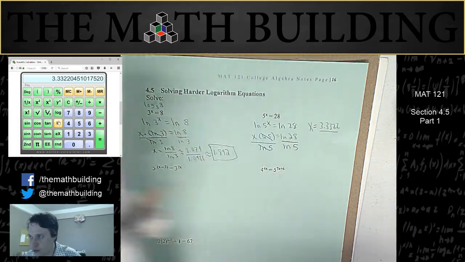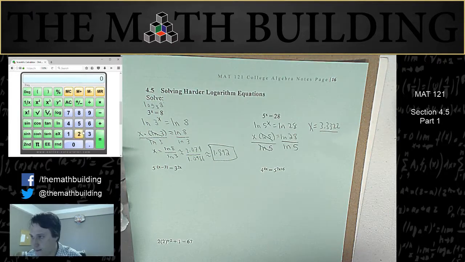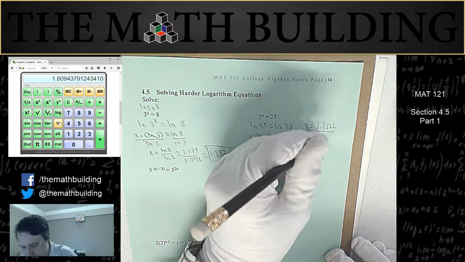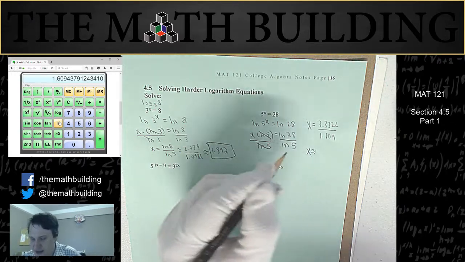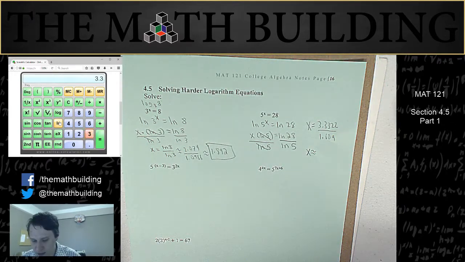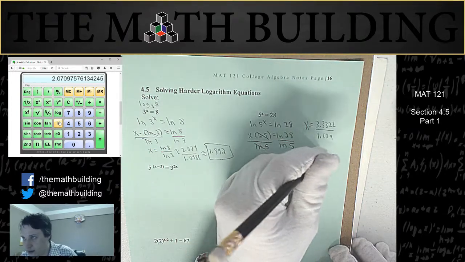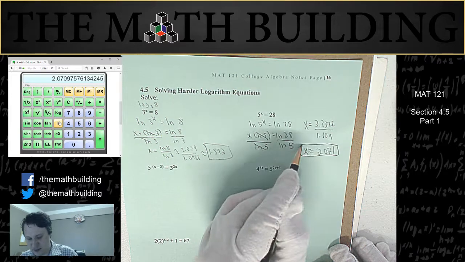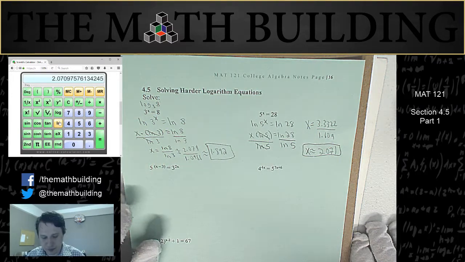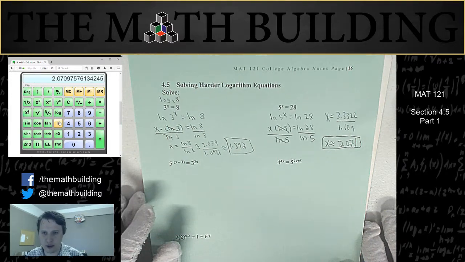3.3322 all over 1.609. So x is approximately equal to 3.3322 divided by 1.609. So approximately 2.071. And that's if you round to the thousandths place. Okay, so those are pretty straightforward.